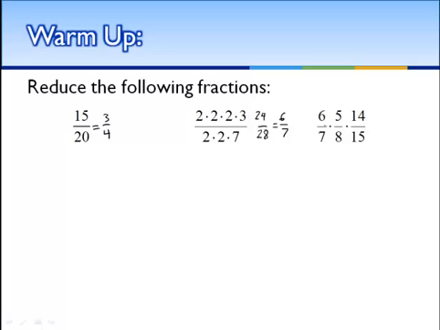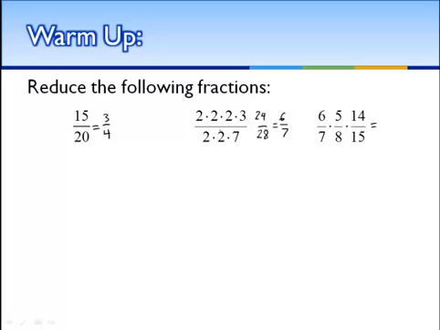And then here at the end, 6/7 times 5/8 times 14/15. That's 30 times. There's got to be an easier way. And in fact, there is. This first example you can't get that one too much easier. But in this second example, I didn't have to do 2 times 2 times 2 times 3 to get 24, and 2 times 2 times 7 to get 28.